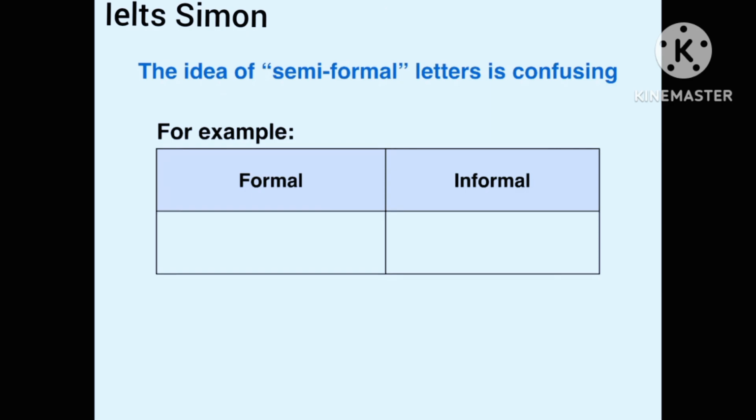Well, the idea of semi-formal letters is confusing. For example, if we look at a table of formal and informal, just one feature of formal and informal letters is this. I am, do not, what is. We write the full words in a formal letter, a formal style, but in an informal style you can write I'm, don't, and what's. We call those contracted forms, contractions. So whereas we do the full words in formal letters, we can write those contractions in informal letters.